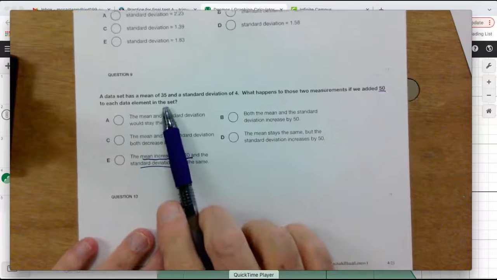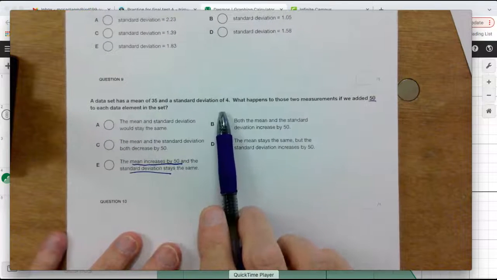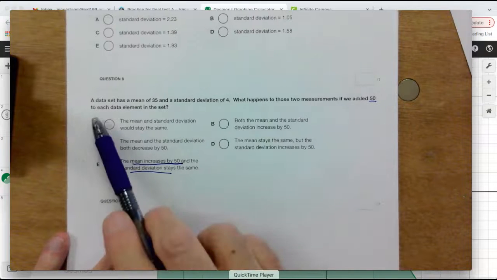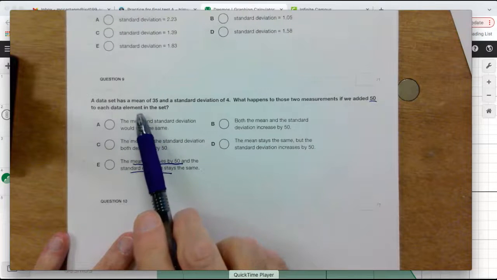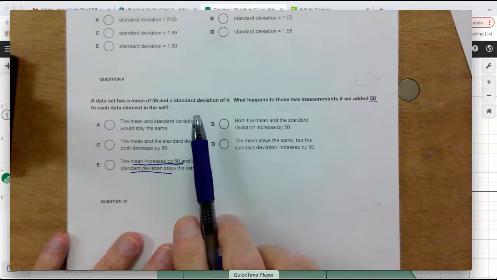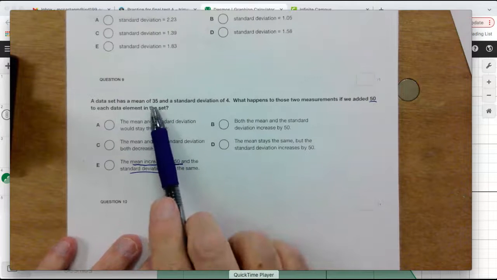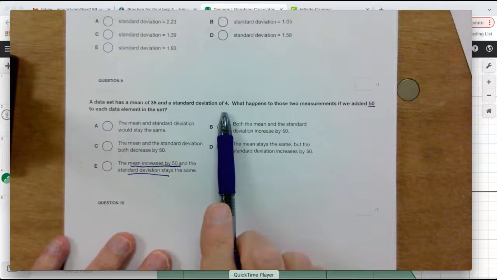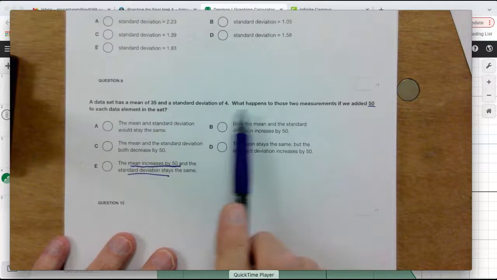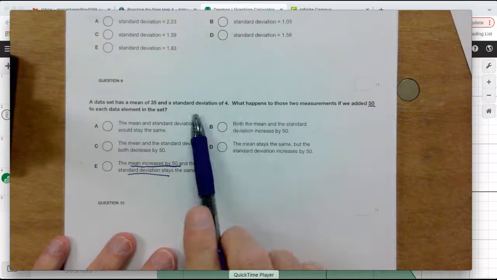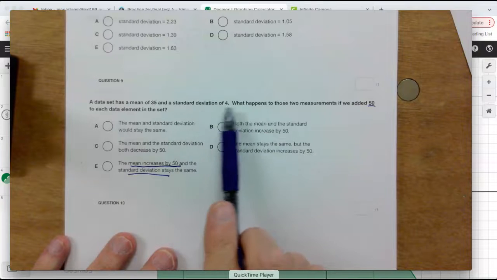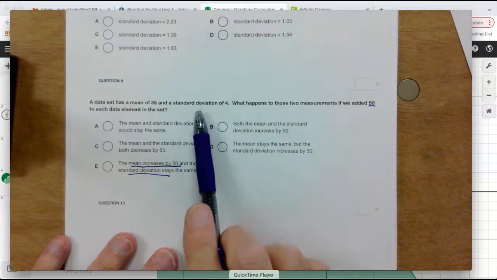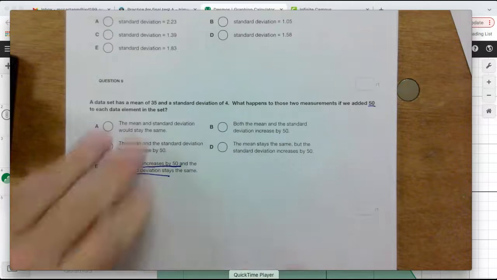All right, guys, if something has a mean and a standard deviation, if we add 50 to every data element in the set, every single number, what happens? Well, the mean would go up by 50. But the standard deviation stays the same because the standard deviation is a difference between two numbers. It's a range. It's a measure of spread. The spread stays the same. You just add 50 to each number, all right?